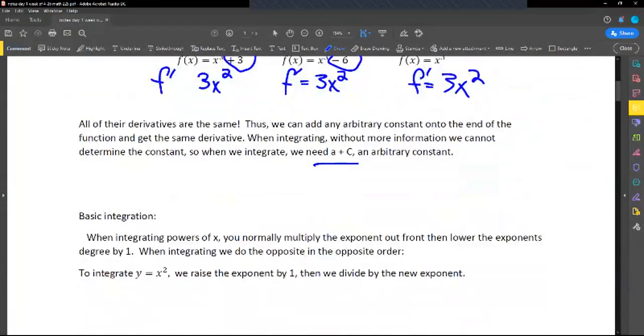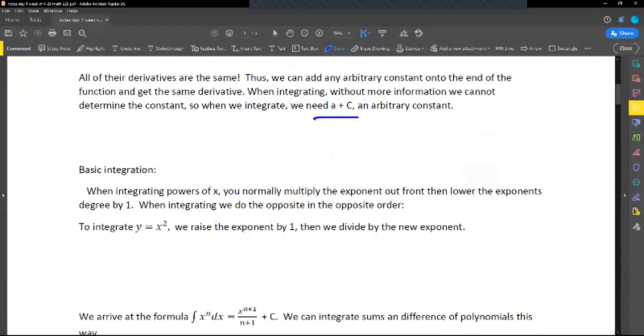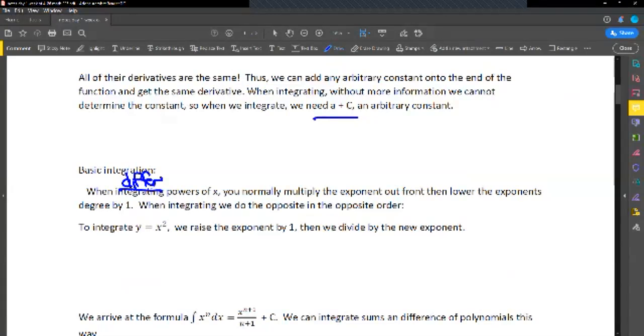All right, so basic integration, just integrating powers of x. When you differentiate powers of x, take the derivatives, normally I multiply the exponent out front by the number, and then I lower the exponent by 1, right? So if I have x cubed, I multiply by 3, and I lower the exponent by 1.